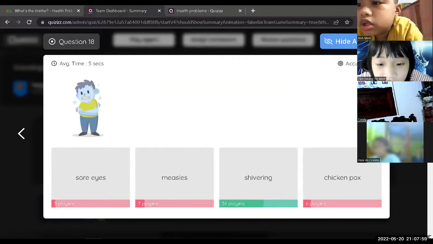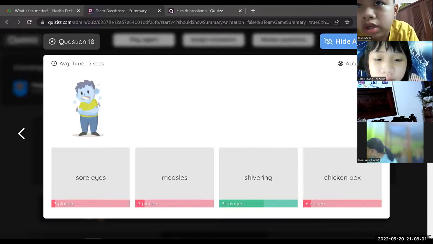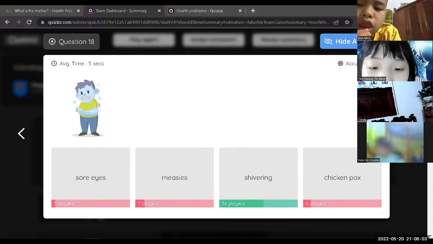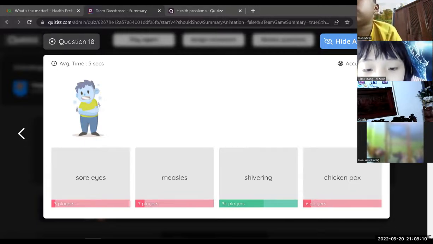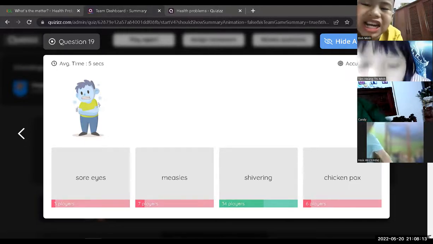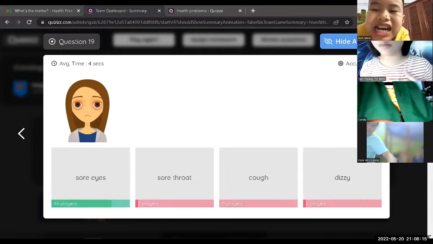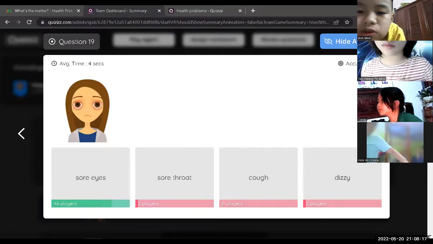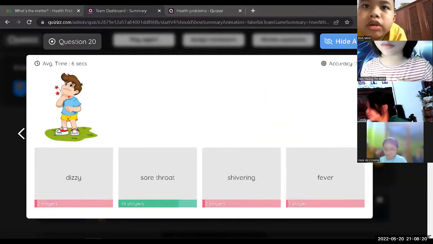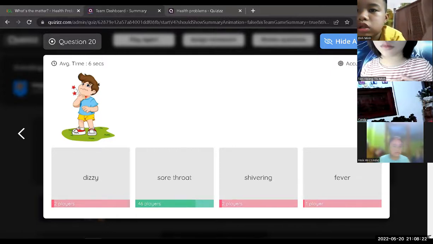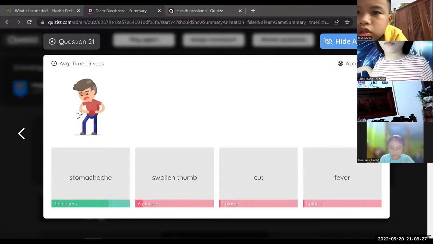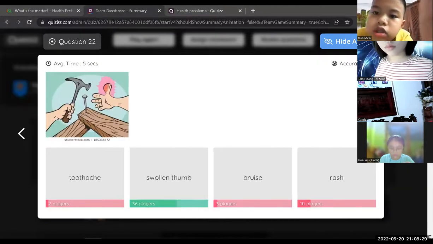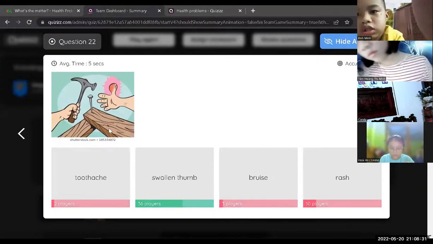Shivering. When you got a cold, you will shiver a lot. When you have a cold, your body shakes a lot. We have the word shivering. Sore eyes. Your eyes hurt. When your eyes hurt, you use sore eyes. Sore throat. When your throat hurts, you use sore throat. Stomach kick. Something wrong with your stomach. And the last, swollen.